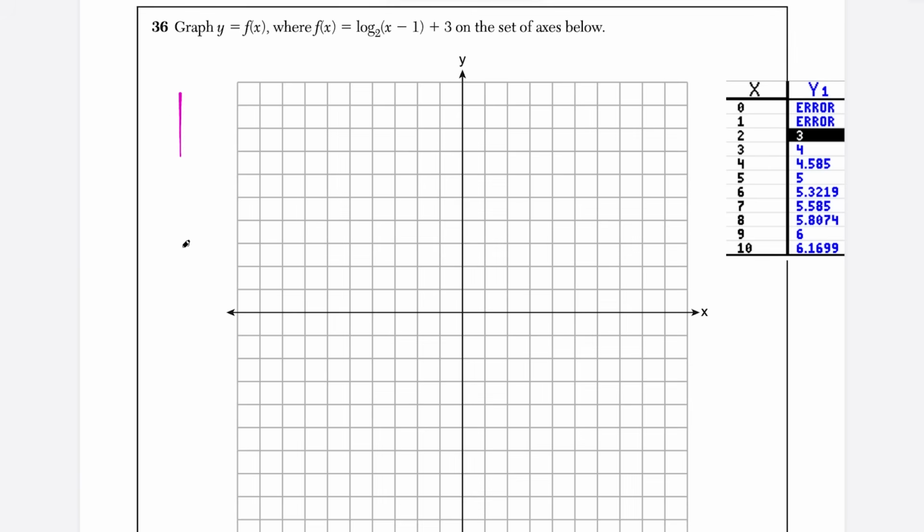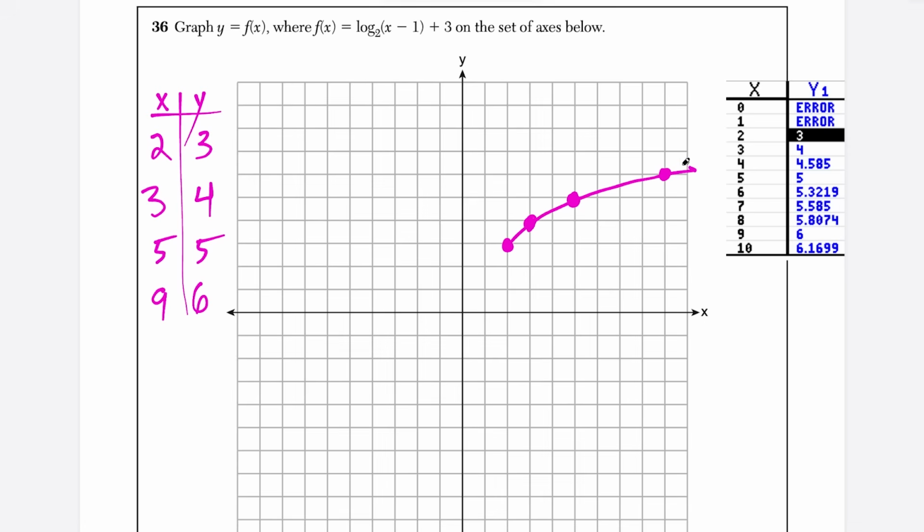Now, if I'm putting together a table here, I'm only going to write down the values that have integer coordinates. So I'm going to write down 2, 3. This is a good point to plot. 3, 4. I'm going to skip 4, 4.585 because unless you bring a magnifying glass to the test, that's going to be really hard to plot. So just skip this one and graph 5, 5 next. And then you could graph 9, 6. So these are the most reasonable points to plot. So now we could just connect these points here, and this is our graph of y equals f of x.